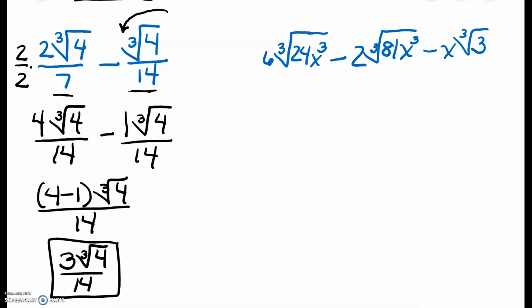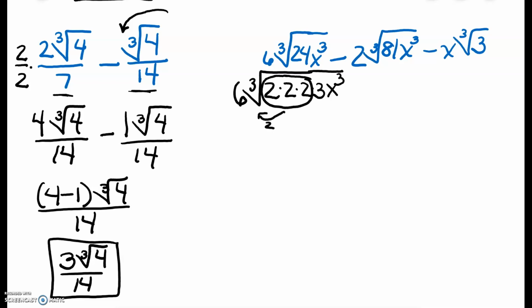And this last example that I have for you, none of these radicals look like they're like. So we're going to have to simplify them. But now we're looking for groups of 3. So how does 24 break down? 24 is 2 times 12. 12 is 2 times 6. And 6 is 2 times 3. And then I have an x cubed. So I have my group of 3 2's, and I'm going to pull one of those 2's out.